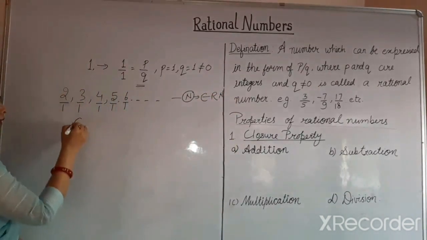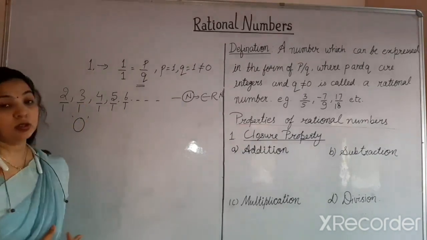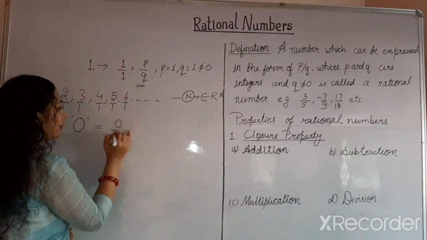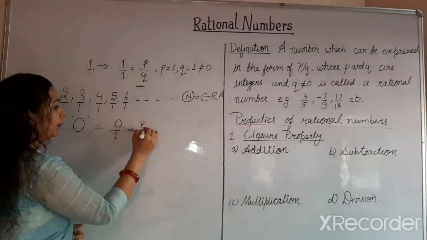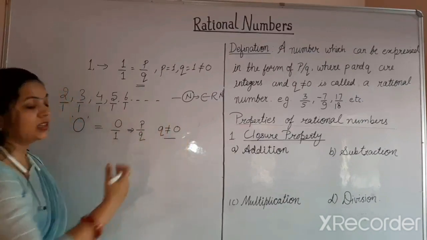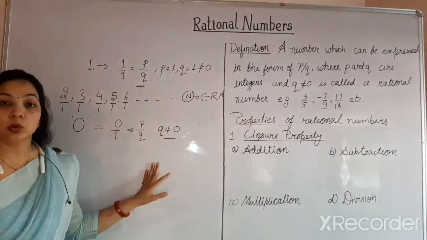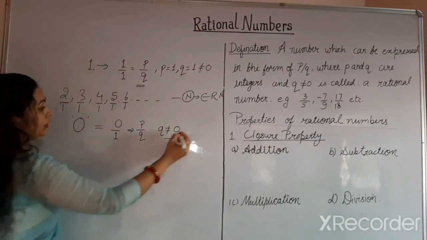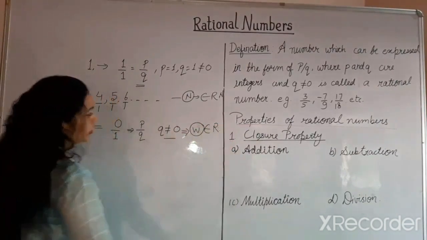Now let's take another example, 0. 0 is a very special number. So is 0 also a rational number? Yes, 0 is a rational number because 0 can also be written as 0 upon 1, which is of the form p by q, and q is not equal to 0. It satisfies the condition that p and q are integers and q must not be equal to 0. So 0 is also a rational number. This implies that all the whole numbers are part of rational numbers.